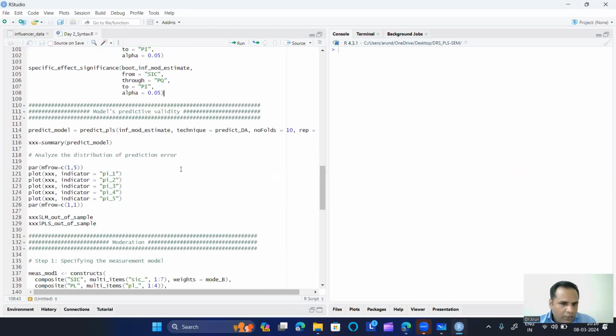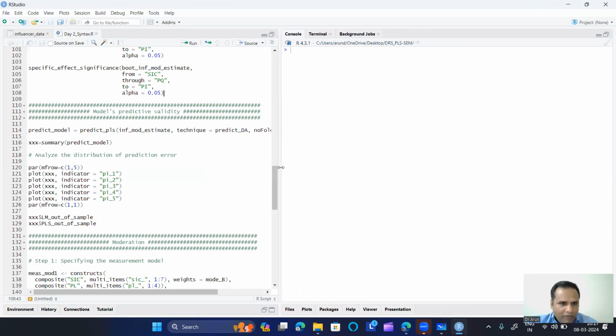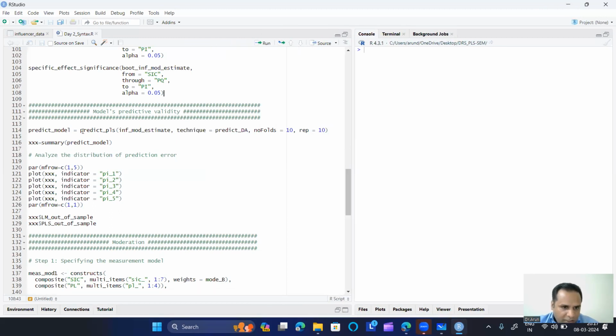So now we have tested a parallel mediation model. And now we want to check whether this model is valid for future observation. Let's say if the same model is tested on a new set of data, will it be valid? Now the function is PLS predict.